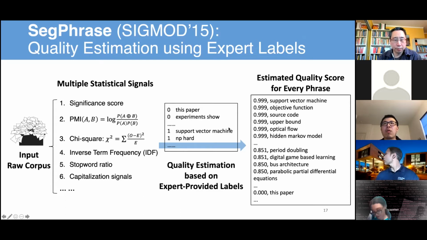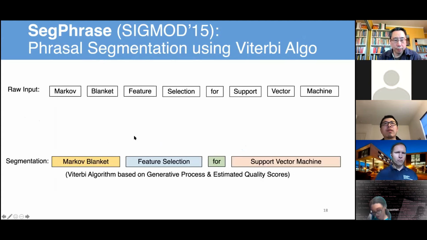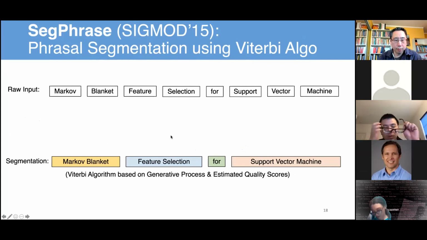So you may wonder why this method is called SegPhrase. It's because we also have the segmentation. We followed the idea of TopMine, but we replaced its greedy algorithm by a dynamic programming algorithm instead. This is called the Viterbi algorithm. And we define some generative process, and we take the output from the classifier as the input to do this segmentation. So I won't go into the details, but you already know that we can get these segmentation results like this, right?